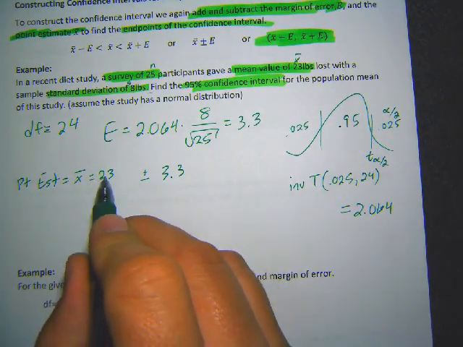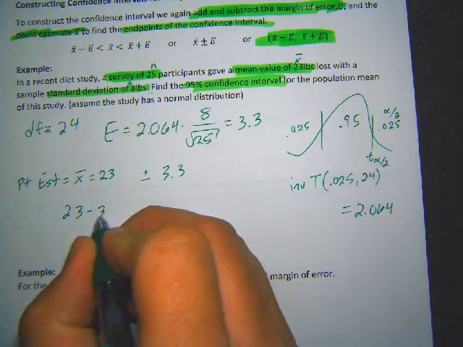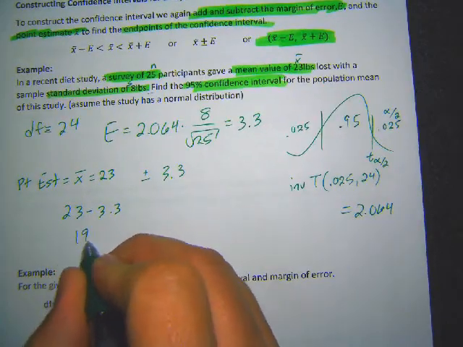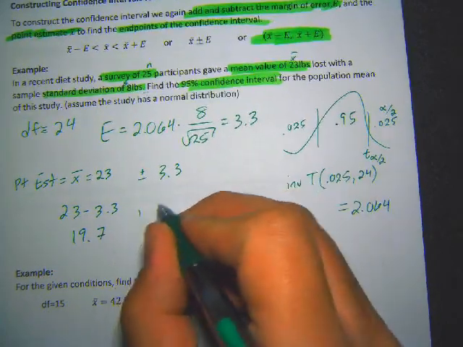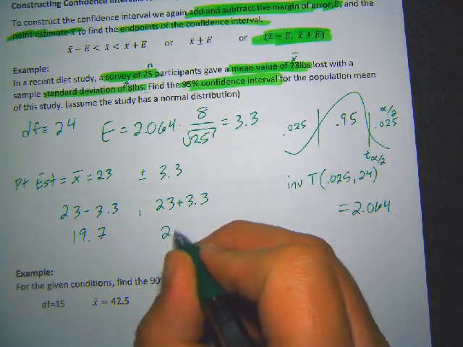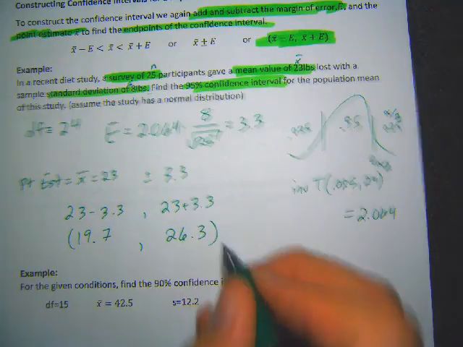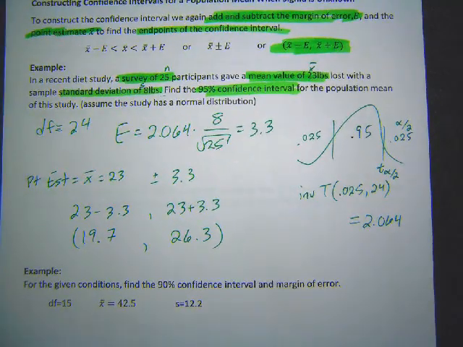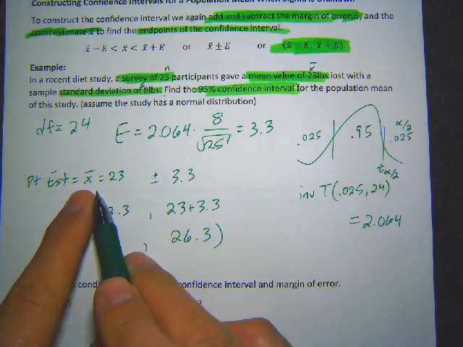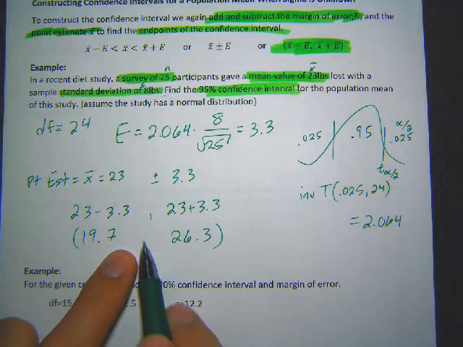So if I take and I subtract 3.3, so 23 minus 3.3, I think I get 19.7. If I do 23 and I add 3.3, I get 26.3. And that would be my confidence interval. Again, the point estimate, the mean, the sample value, should be in the middle. So 23 should be right here in the middle.